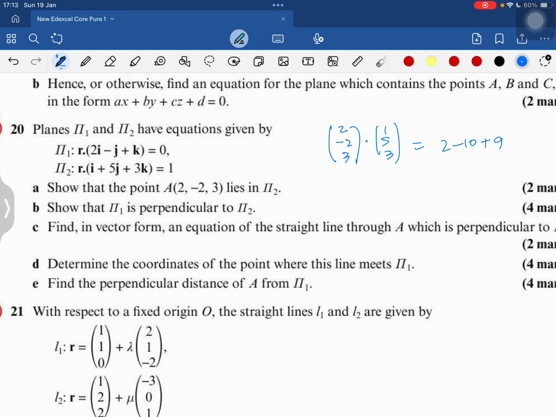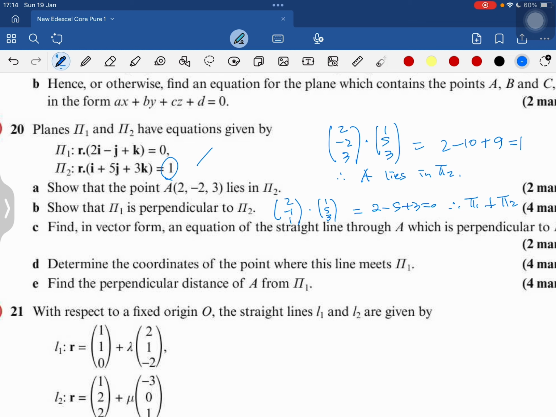1, 5, 3. So it should be 1. Okay, therefore A lies in pi 2. Pi 1 is perpendicular to pi 2. So the normal vector (2, -1, 1) dot (1, 5, 3) becomes 2 - 5 + 3 equals 0. Therefore, pi 1 is perpendicular to pi 2.